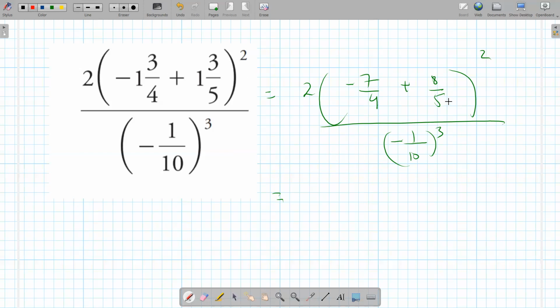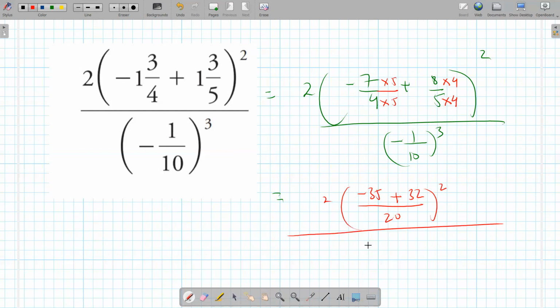So that means you need to multiply this by a 4. If you do it on the bottom, you do it on the top. Same thing here. You need to multiply these guys by what? A 5? 5, exactly. Then you have negative 35 plus 32 over 20, squared. And then there's a 2 on the outside, all over negative 1 over 10 cubed. Now what do we do?